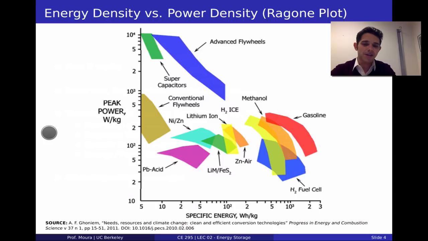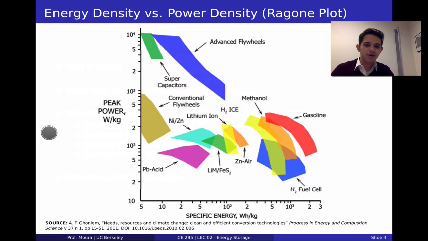But first, let me talk about some general aspects about energy storage technologies. The first thing to talk about is the so-called Ragone plot. The Ragone plot is a way to think about different types of energy storage technologies with respect to two different characteristics, namely specific energy and specific power. That is, how much energy can these devices store per unit mass, and how much power can they consume or produce per unit mass?